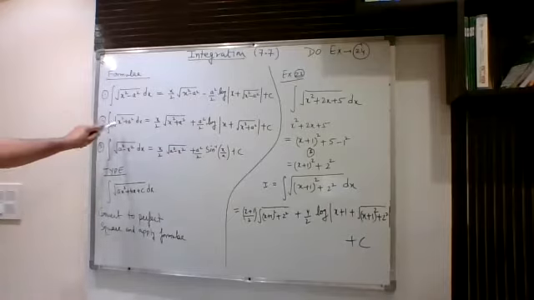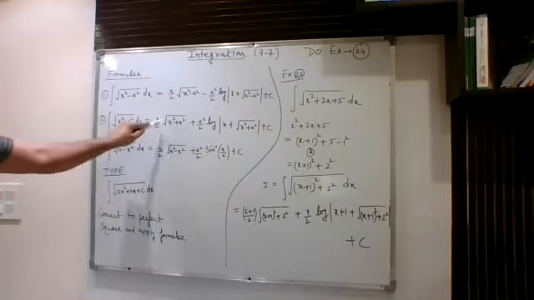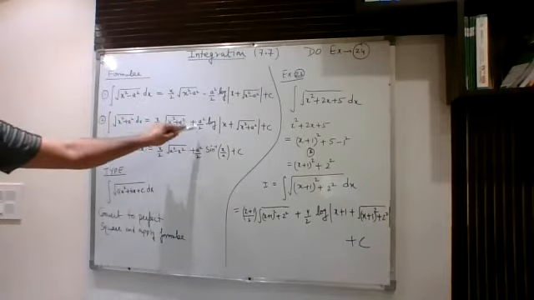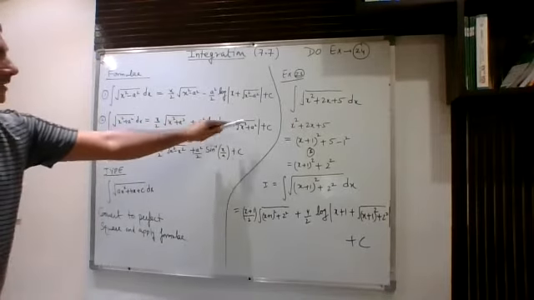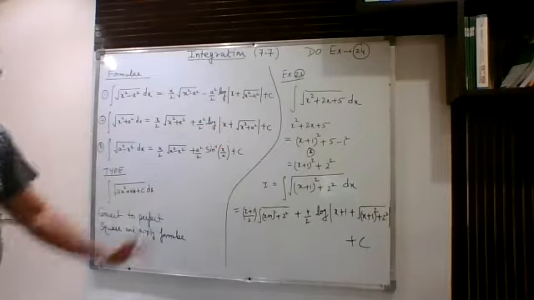Similarly, second is under the root of x square plus a square. So this is x by 2 under the root of this expression plus a square upon 2 log x plus under the root of x square plus a square plus c.